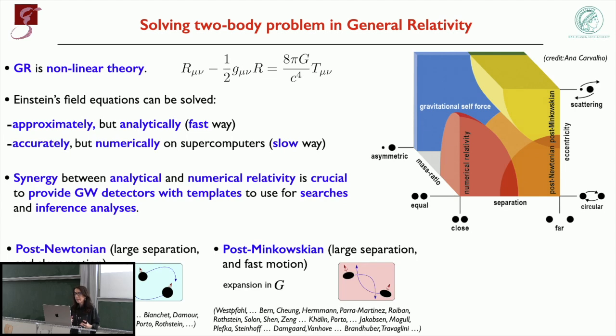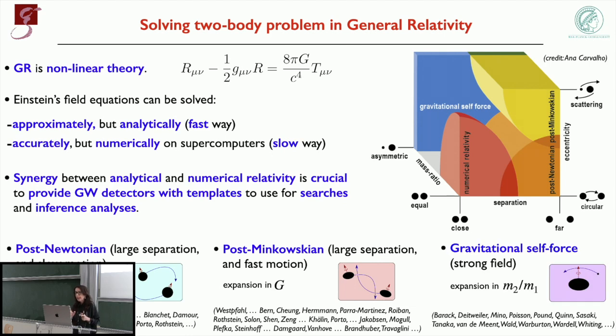You can expand the Einstein equation in powers of G, or Gm over rc squared, so it means weak field still, but not slow motion like in post-Newtonian. You don't expand in the velocity, so it can describe also fast motion. And this has attracted quite a lot of interest in the last 5-6 years from people coming from effective field theory, scattering amplitudes, etc. I will have a slide later on about that.